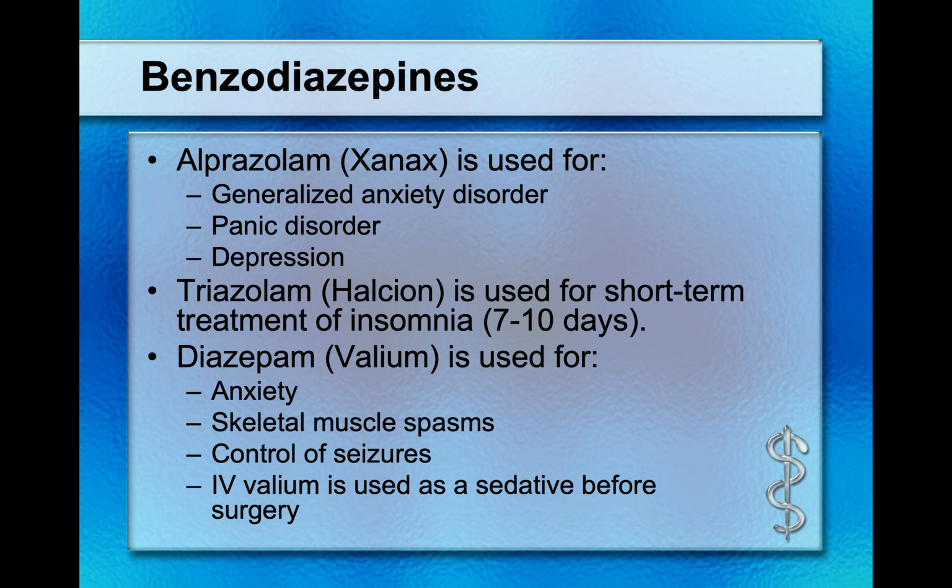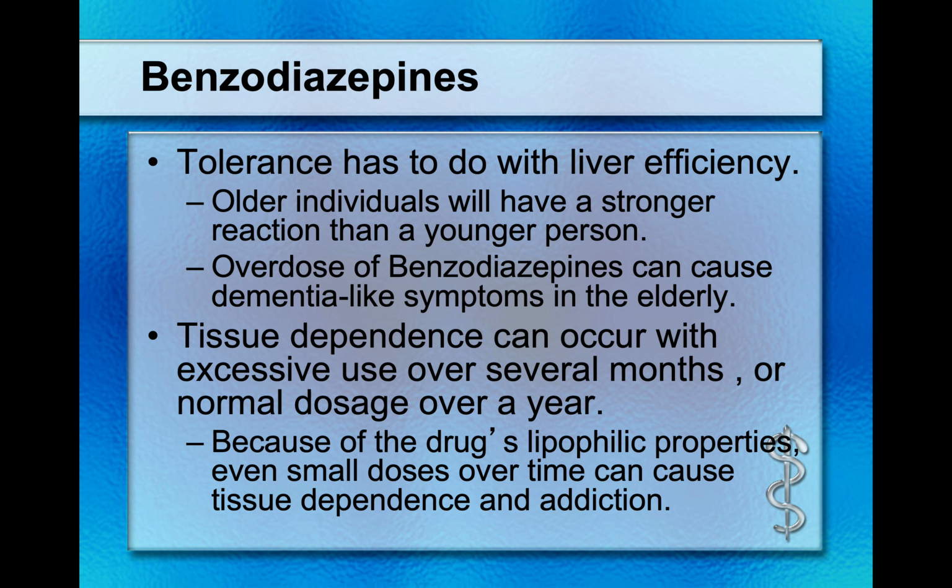Alprazolam or Xanax is used for generalized anxiety disorder, panic disorder, and depression. Triazolam or Halcion is used for short-term treatment of insomnia. If you've had insomnia for longer than 7 to 10 days, they will treat you with a Halcion. Diazepam or Valium is used for anxiety, skeletal muscle spasms, and control of seizures. IV Valium is used as a sedative before surgery, and they have used that on me. Didn't work, but by golly, they used it anyway.